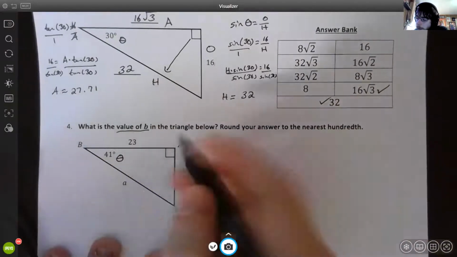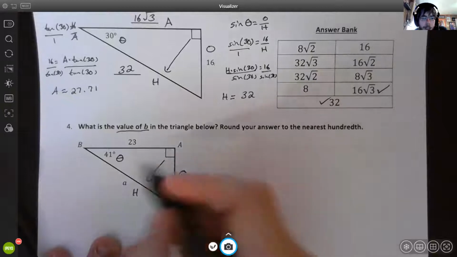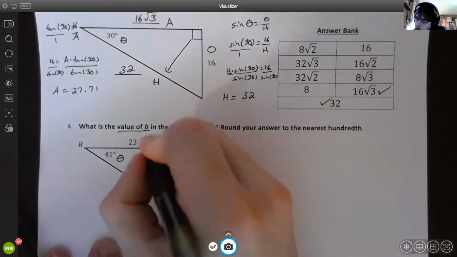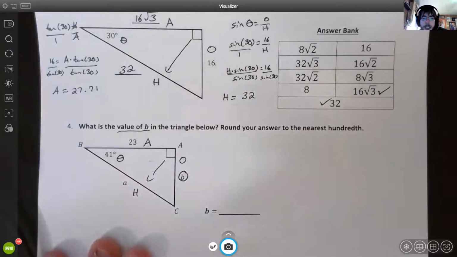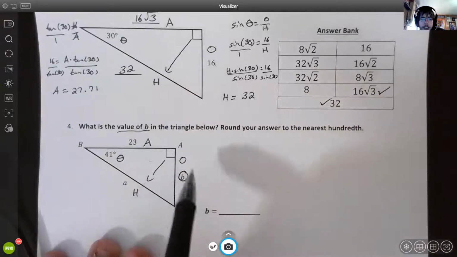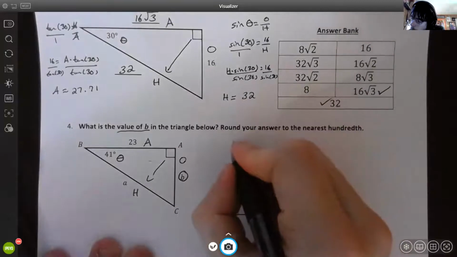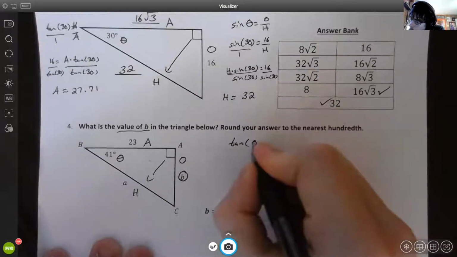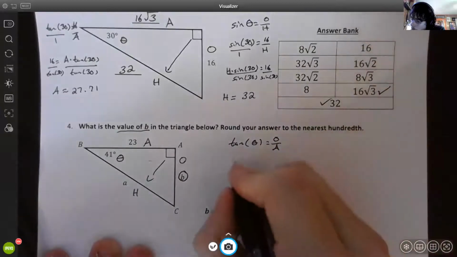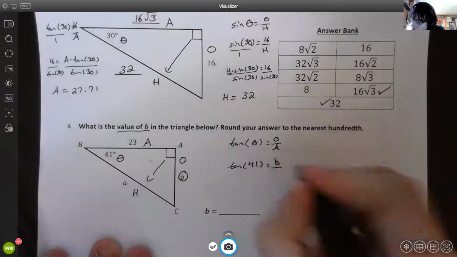A would be our hypotenuse because it's opposite the right angle. So that's H. B would be our opposite side because it's opposite of theta. And then 23 would be our adjacent side. Now, since we don't want to know what A is, we only want to know what B is, we can ignore A entirely, which means we have the opposite side and the adjacent side. The trig function that uses O and A is tangent. So we have tangent of theta is equal to O over A. So if we write this out, we have tangent of 41 is equal to B over 23.